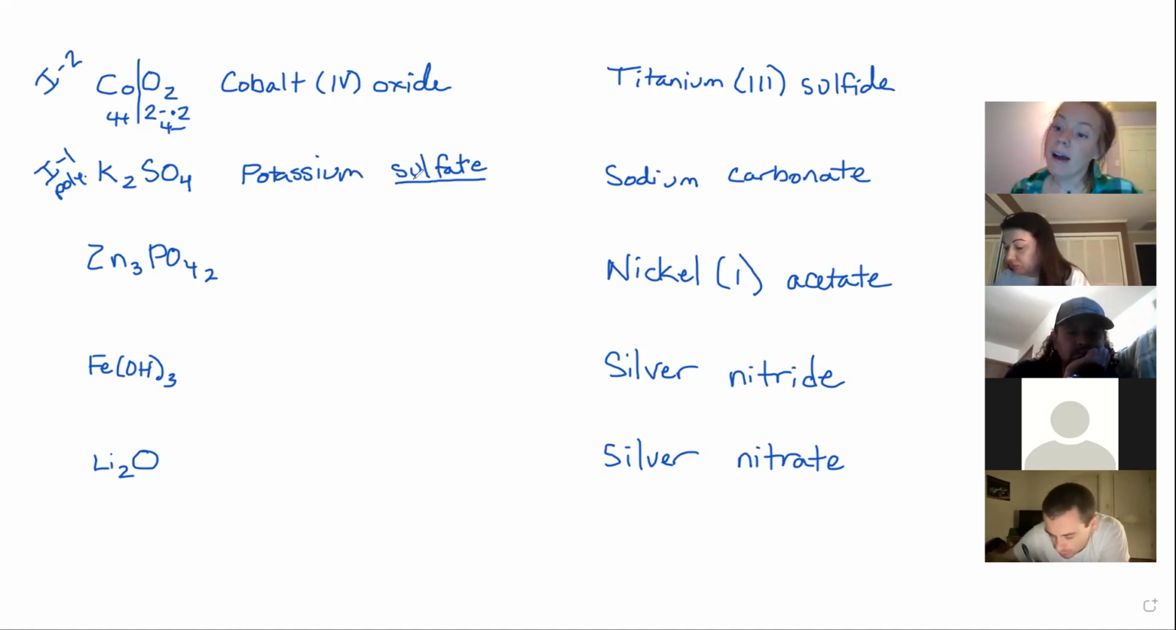Where do you find those polyatomic ions? They are on a polyatomic ion list, in the appendix in your text, or you can find one online as well.